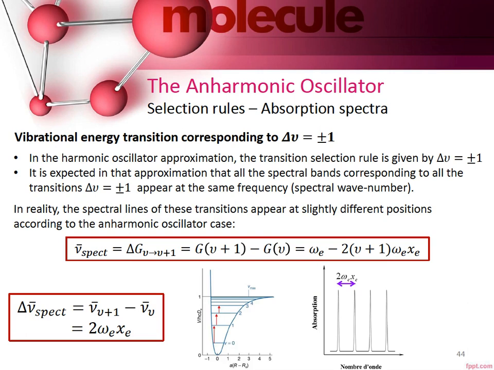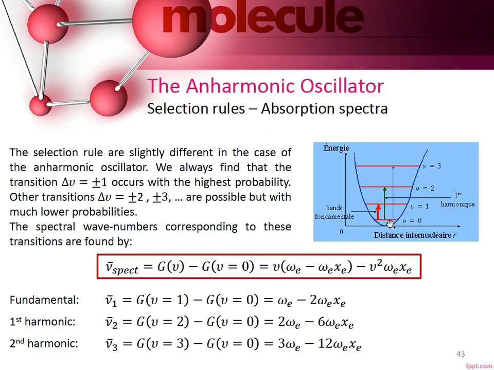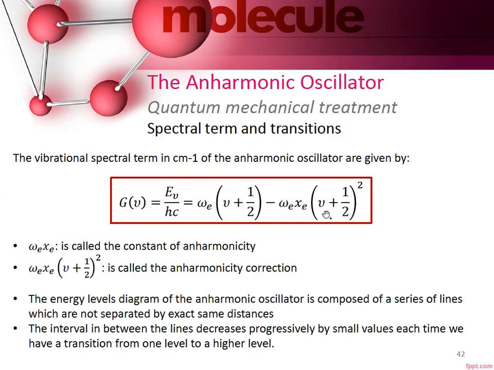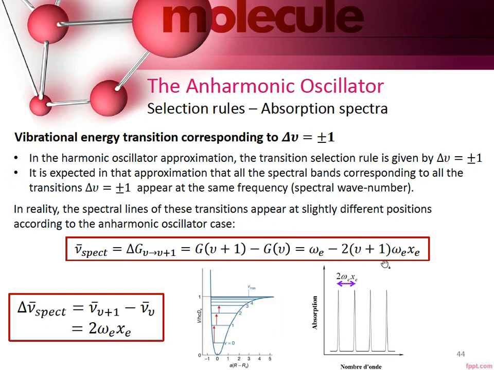Then, if I see a line that shows up on the nu bar spectrum, so this is the wave number on the spectrum, where does it come from? It comes from a transition from one level to the other, where V goes to V plus 1 in absorption. So it's the final spectral term minus the initial spectral term. If you put V plus 1 in here, and then V as this one, and you make the difference between them, you will get this nice expression.